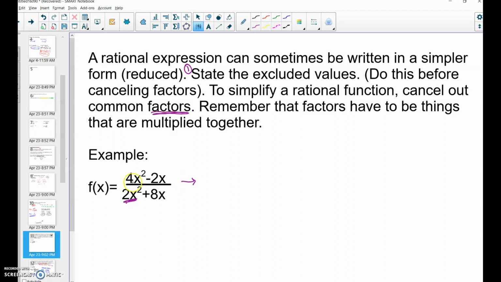On my numerator, I can take out a 2x from both of those terms. That's your greatest common factor. When you take out a 2x from the first term, you're left with a 2x. The second term, you're just left with a -1. On my denominator, again, I can take out a 2x. My first term leaves me with just an x, and my second term leaves me with a +4. Now that it's in factored form, we're going to state your excluded values.